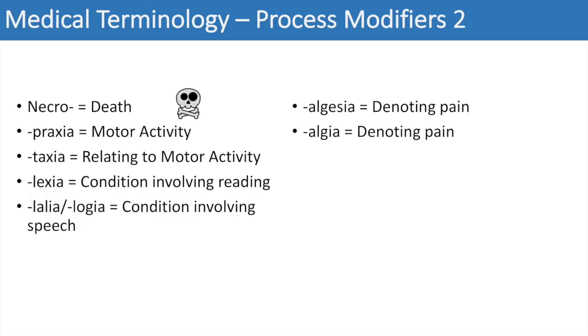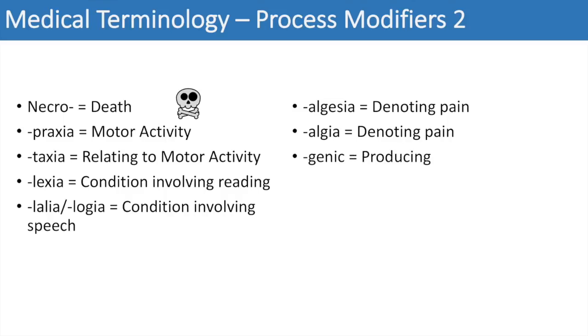Another one is algia, and this actually again denotes pain. So you might hear myalgia, muscle pain. My or myo standing for muscle, and algia standing for pain. So myalgia is muscle pain, or cephalgia, head pain. So all of these algia suffixes denote pain.